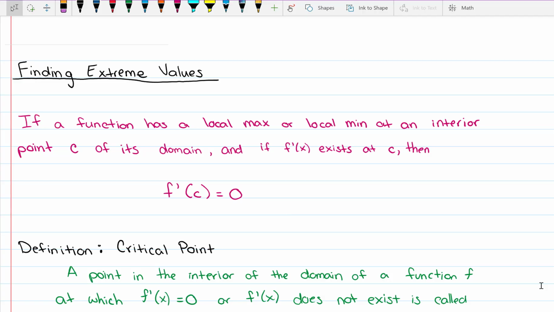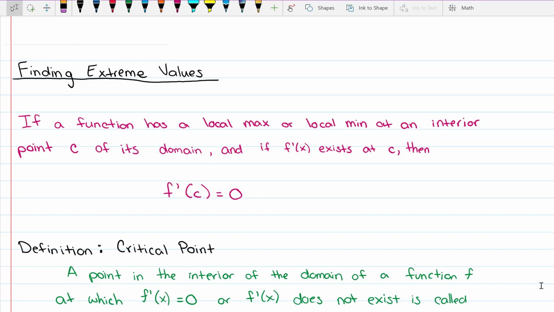Finding extreme values. If a function has a local max or a local min at an interior point c of its domain and f prime of x exists at c, then f prime of c equals 0. What I mean by that is if the derivative equals 0, it's a local min or a local max. Let's think about that just logically.